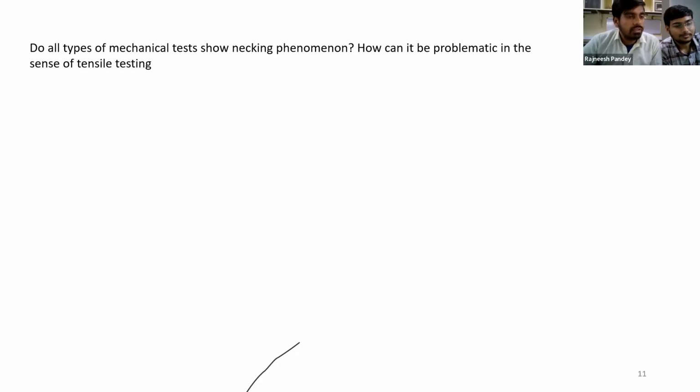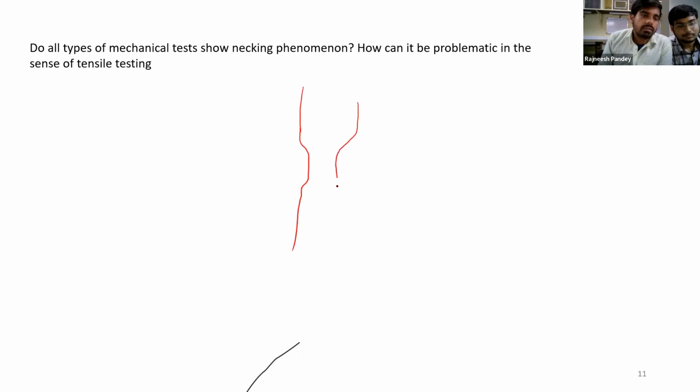But first you need to know what necking is. The necking phenomenon does not occur in all mechanical testings, it is only encountered in tensile testings. The reason is, first let us understand what necking is. Necking is nothing but thinning of the gauge cross section.